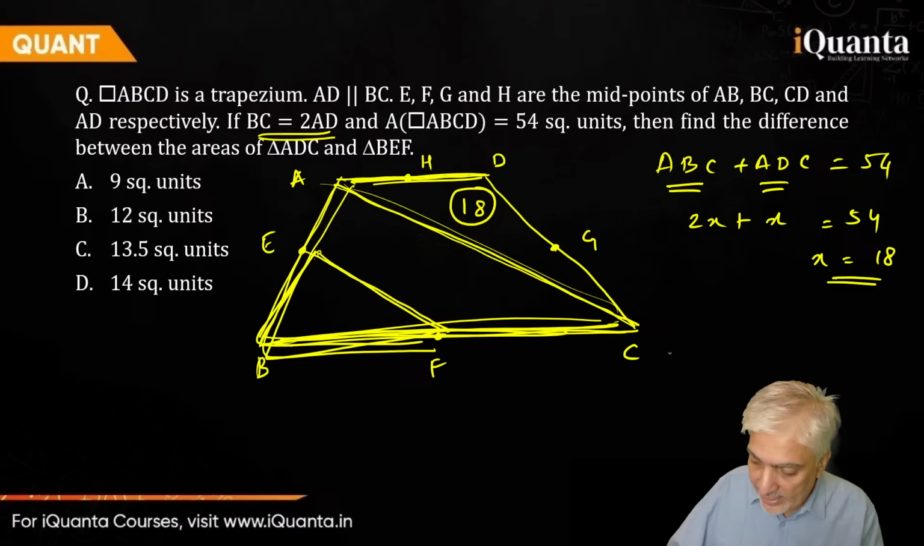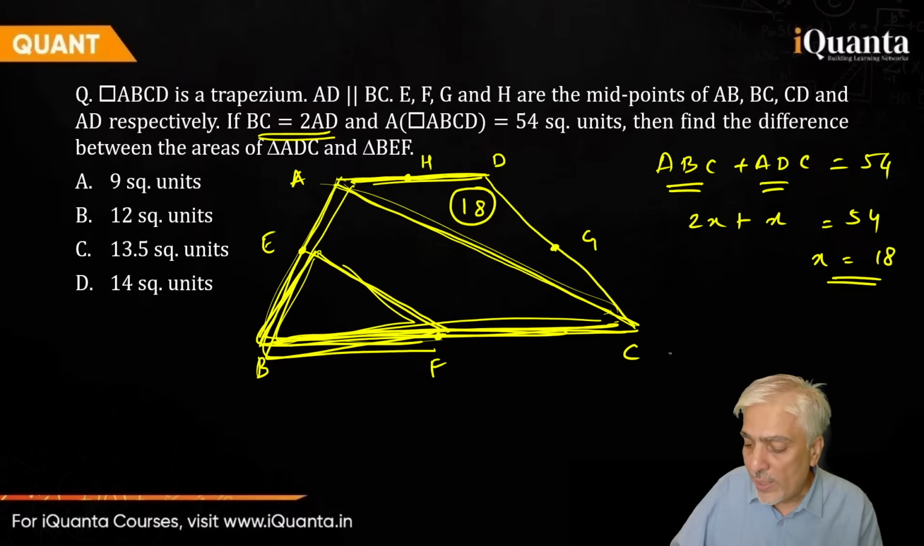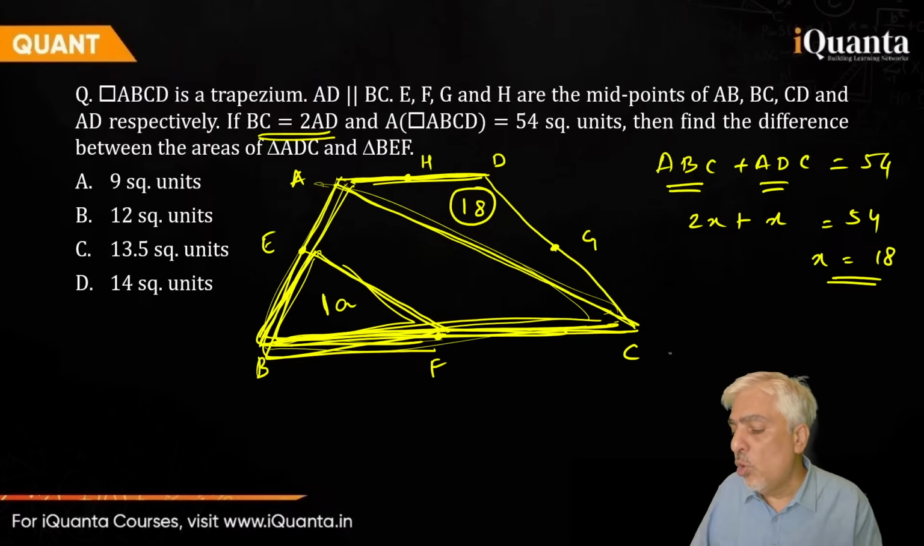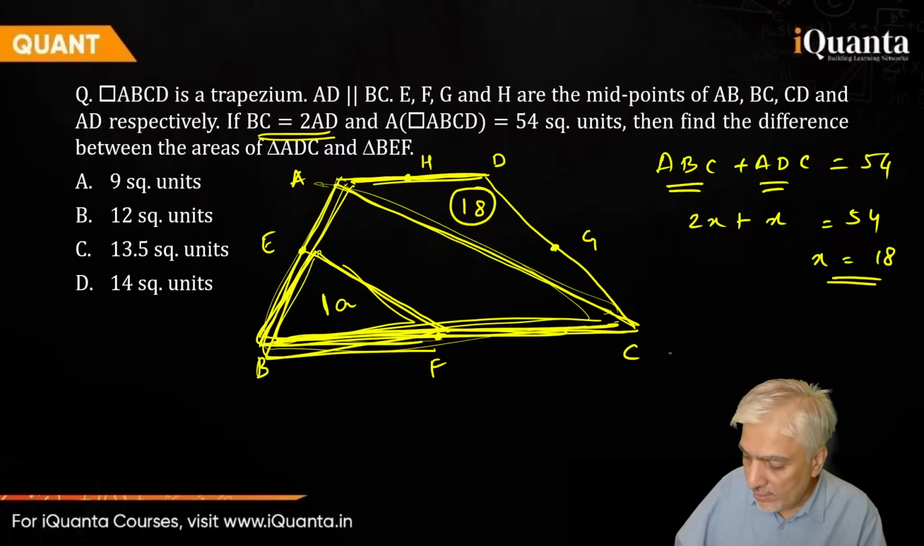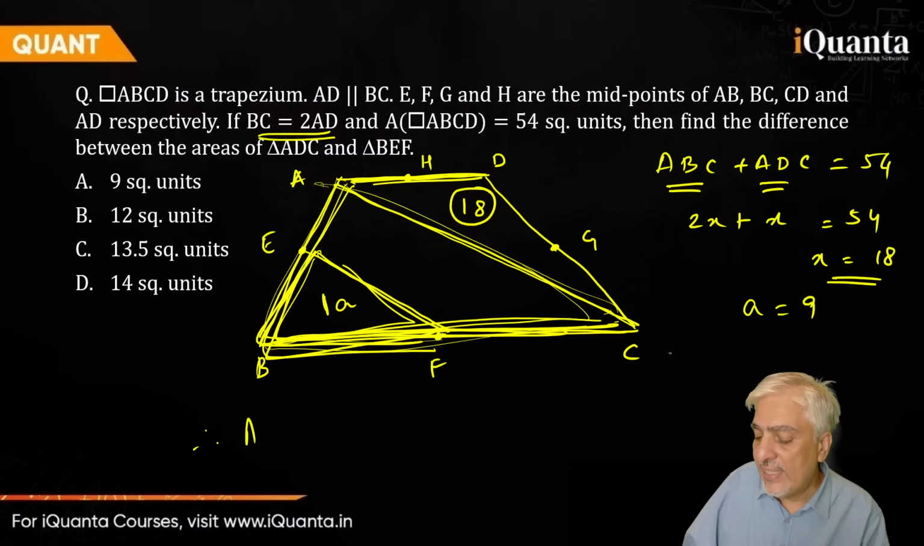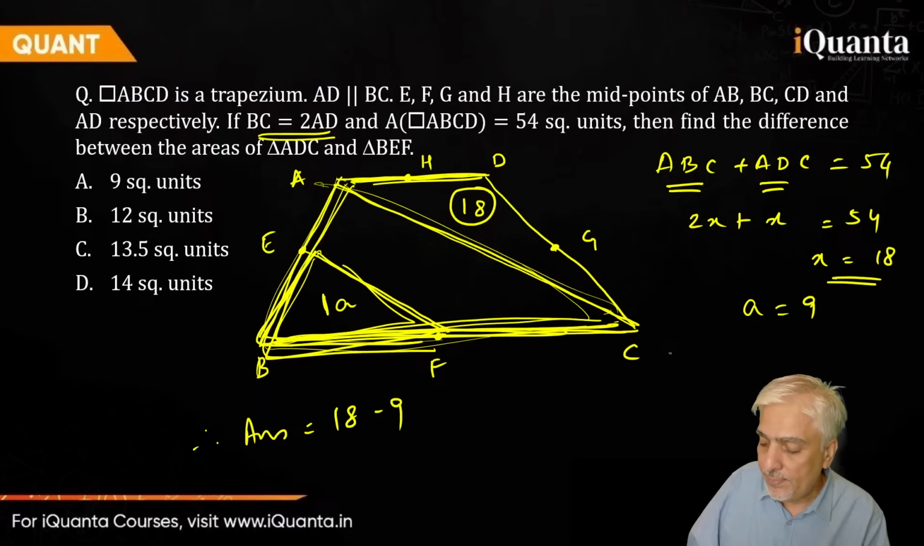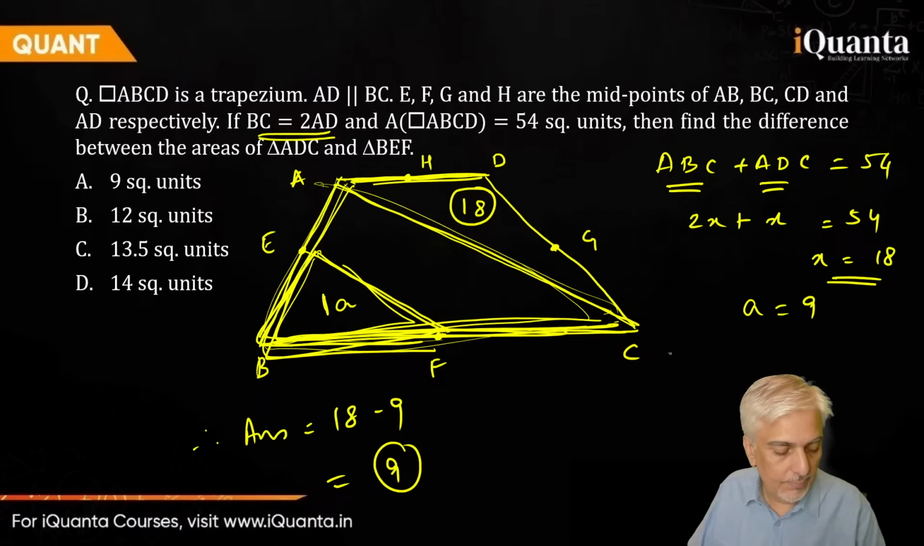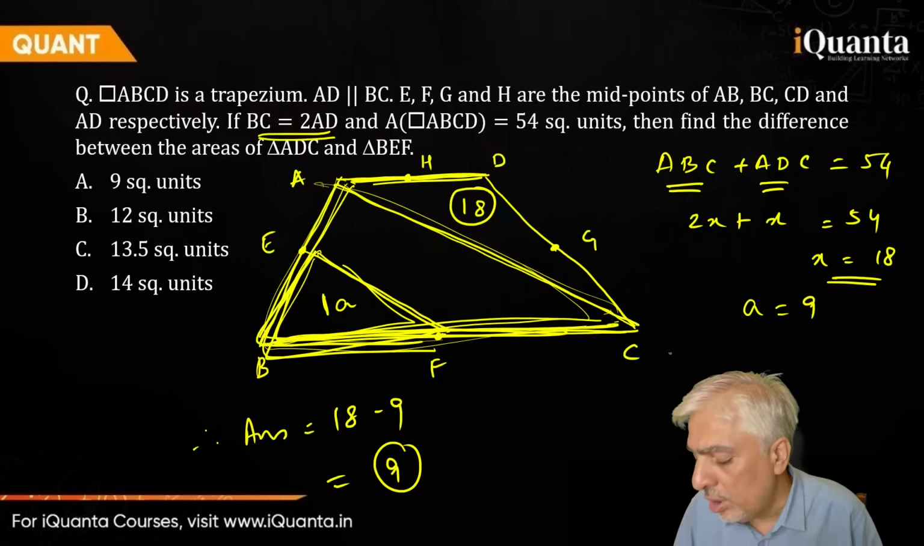Now, this area and this area will be in the ratio 1:4. So this is 1A, the whole area will be 4A. So 4A is 36, so 1A is 9. So A is 9, B, E, F. And therefore the answer is 18 minus 9, 9. Everybody understood?